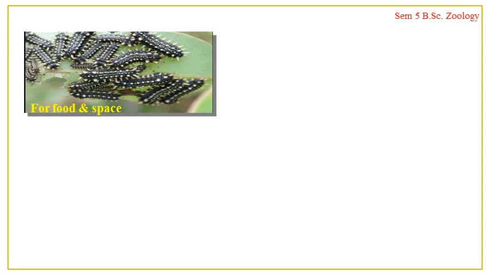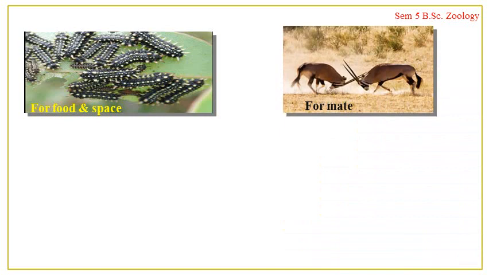Okay. Here you can see the competition among the members of the same species. The first one is a population of caterpillars of a particular species of Lepidoptera. So you can see they compete for food because every member of the caterpillar species is feeding upon the same kind of leaf, right? So there is competition for food, competition for space. Now, another is competition for mate. So these are male individuals.